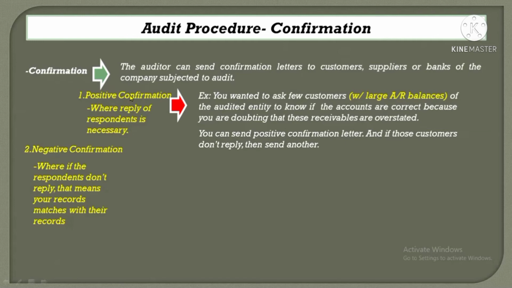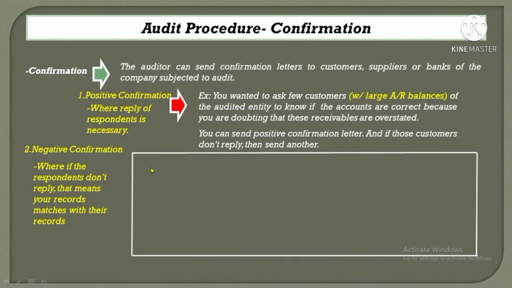Imagine this. If the audit client has 100,000 customers with accounts receivable amounts from them which are immaterial, and you chose positive confirmation, you will be expecting 100,000 replies, which if reviewed is a total waste of time. So I have here a summary that will guide you on what to choose between positive and negative confirmations.